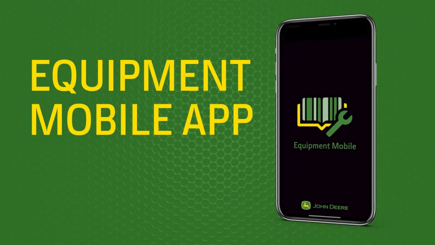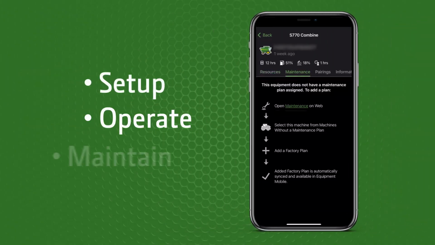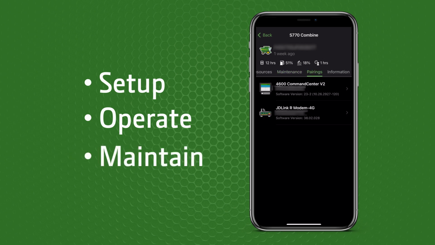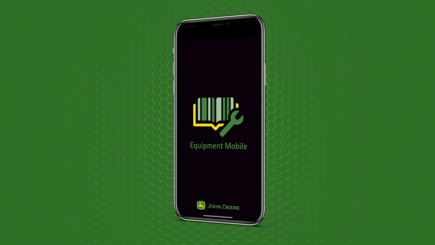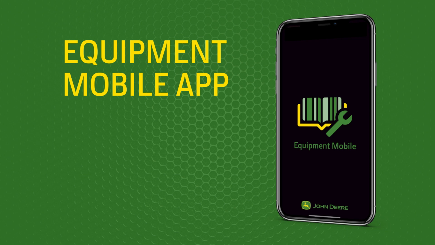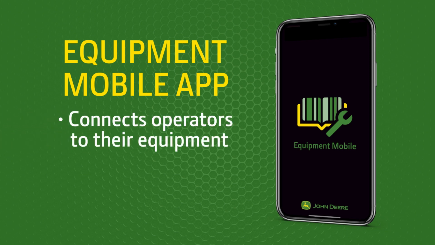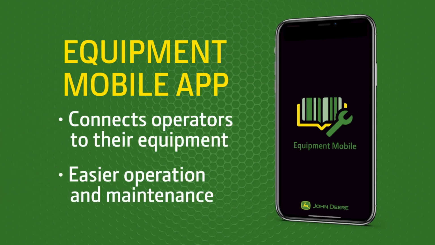The Equipment mobile app gives John Deere operators the tools to set up, operate, and maintain their equipment all from one mobile application. In this video, we will highlight the Equipment mobile app and how it connects operators to their equipment for easier operation and maintenance.